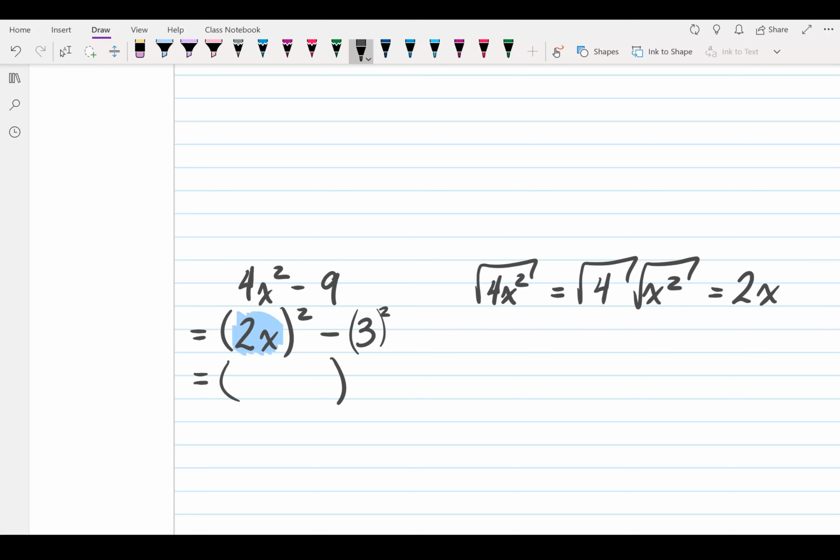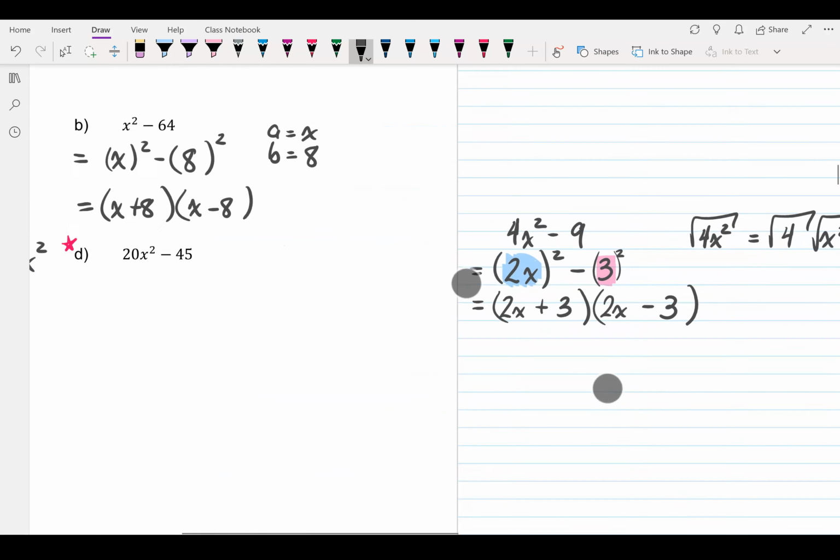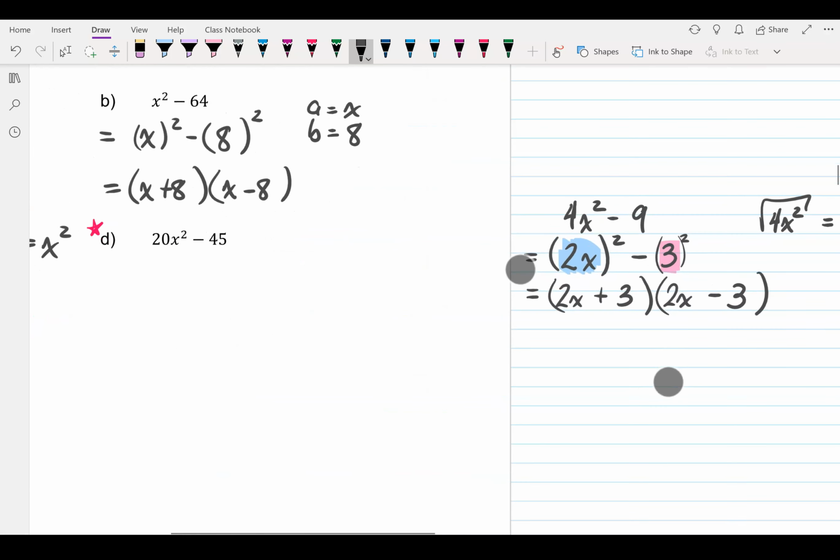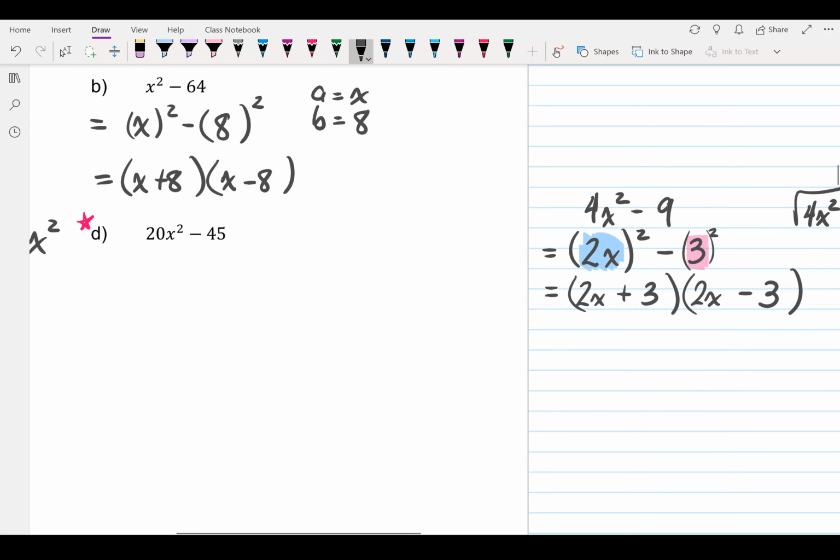If we were to factor that out, now that we have a difference of squares, we put 2x here and 2x here. And then remember your 3, which is also known as the b value, gets added here and subtracted here. Okay, so why did I show you that as its own problem? Well, it goes directly hand in hand with this problem D, which I'll just put on the other side of the page. The first thing we should do here is factor.